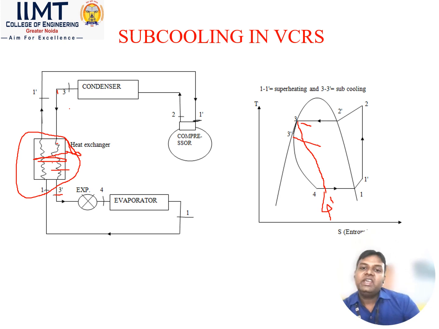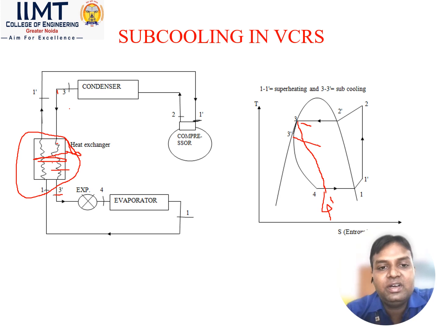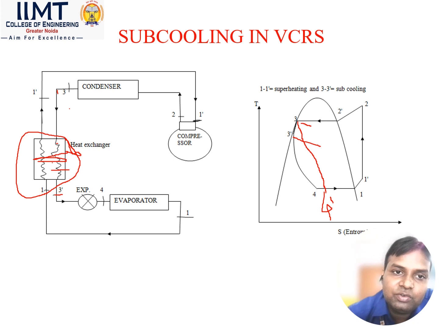So if we use subcooling or a heat exchanger in the VCRS, then point 3 is shifted to 3 dash, and point 4 dash will be shifted to 4. So you can see the refrigeration effect will increase from 4 dash to 4, and this will increase the COP of the vapor compression refrigeration system. This is the advantage of subcooling. You can also see the superheat is also increased, as the vapor is supplied at the 1 dash point. So this is how subcooling works.